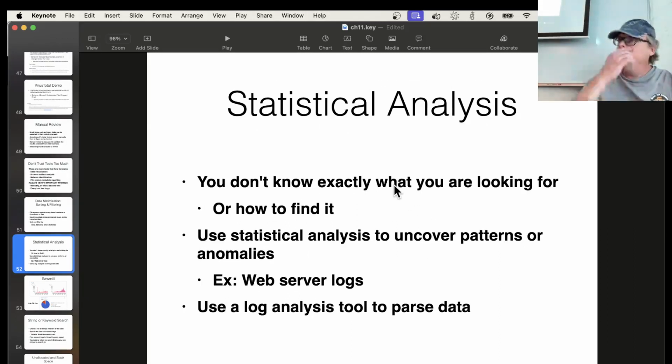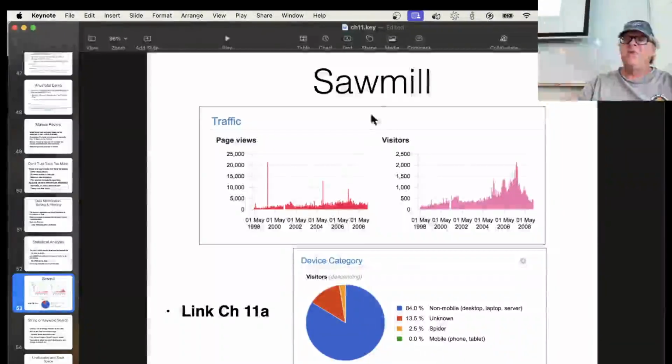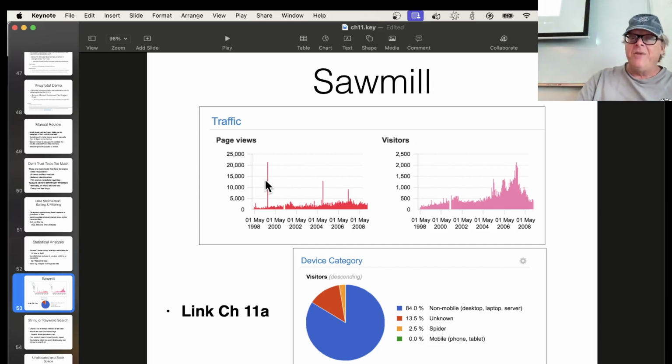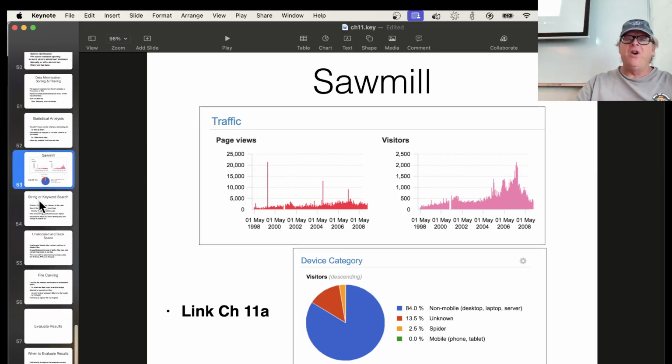so often you don't know what you're looking for. You're just looking for something unusual, so you try to use some kind of log analysis tool. Here's Sawmill that will just give you graphs. Traffic, visitors, category of devices. These are just ways to try to find the unusual ones. Like here, here's desktops, here's mobile phones in green, and here's spiders in yellow. So maybe you want to decide one of those is suspicious. This looks like something happened there, but this is not interesting. Maybe something happened there. This is the sort of thing, you graph things in various ways to find the ones that stand out.